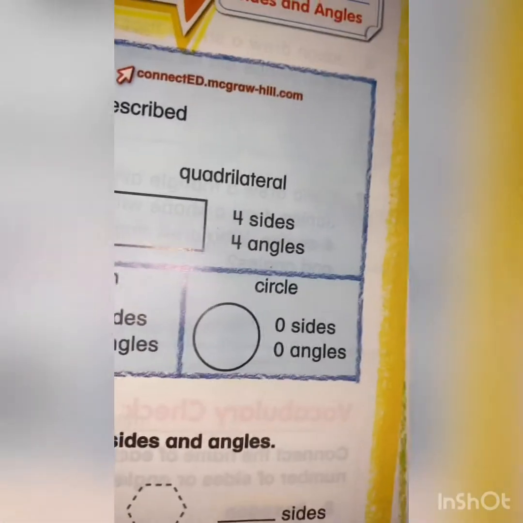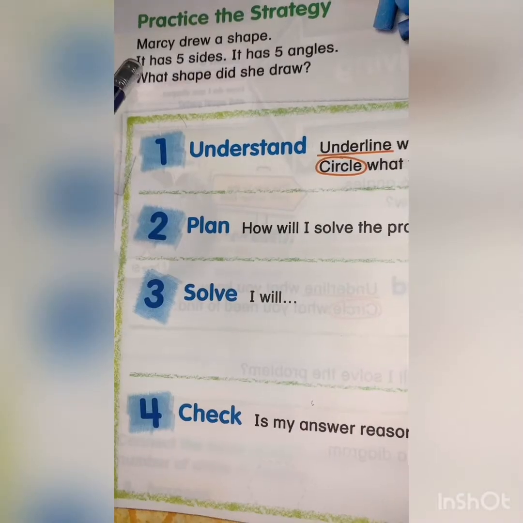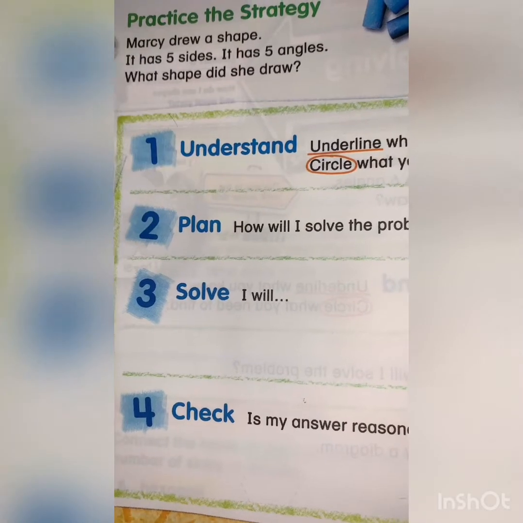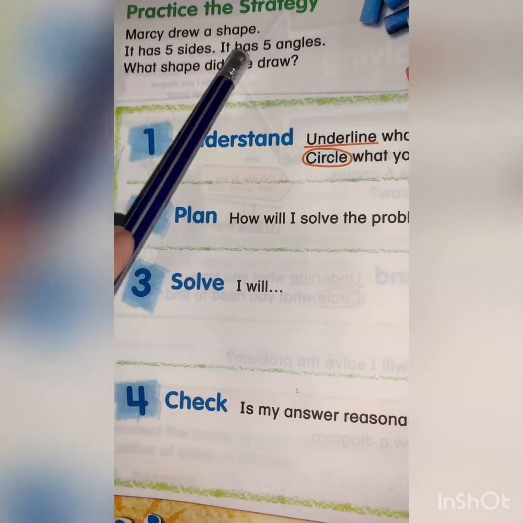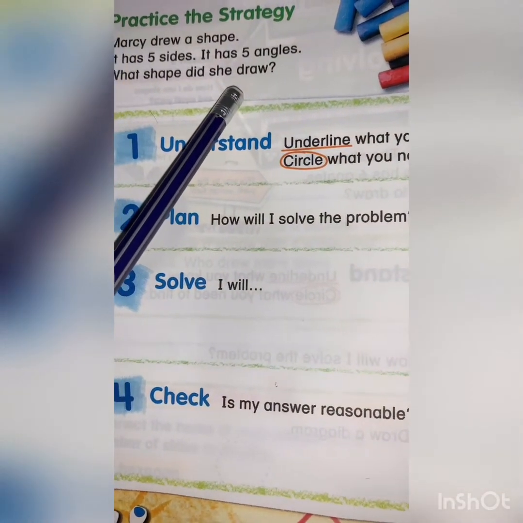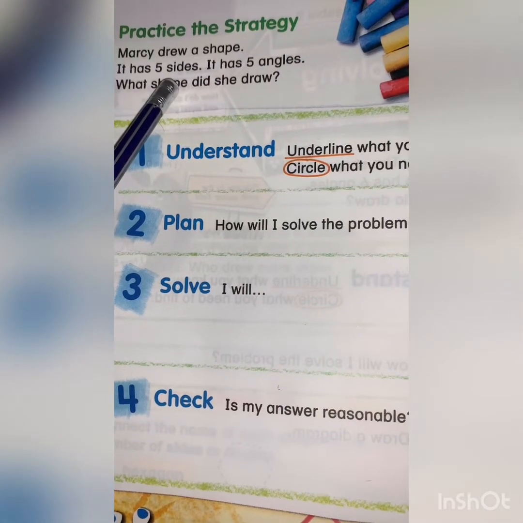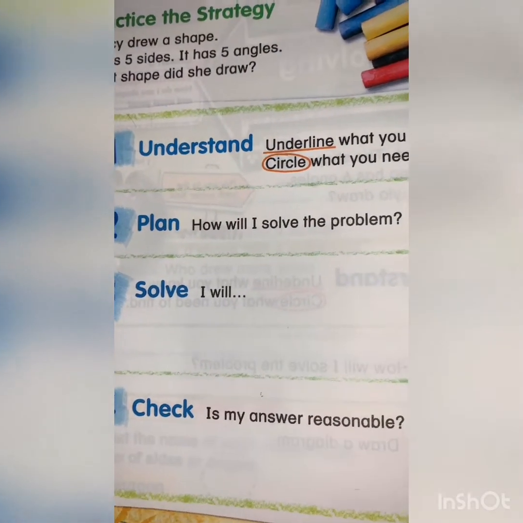Okay, concerning our lesson, here we have practice the strategy. Marcy drew a shape. It has 5 sides, it has 5 angles. So what shape did she draw? Let's remember which shape has 5 angles and 5 sides. What do you think? Yes, it will be hexagon.